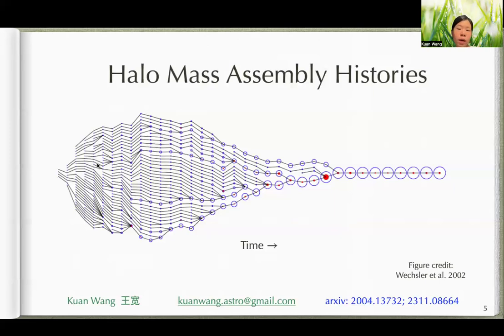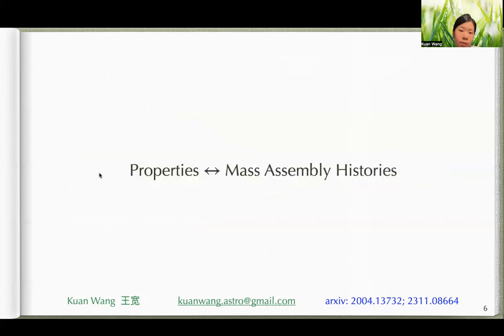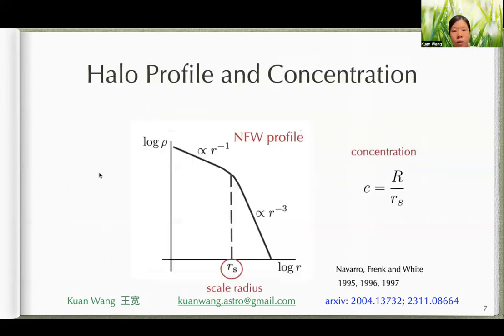Dark matter halos form hierarchically, meaning that smaller halos merge to form larger halos. This cartoon here illustrates the mass assembly history of a halo. We might naively expect that the properties of halos we see today depend on their mass assembly histories. Take halo concentration, for example.